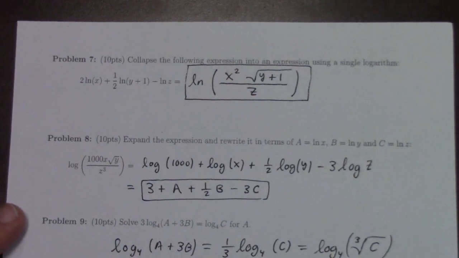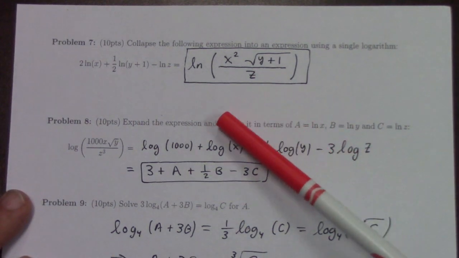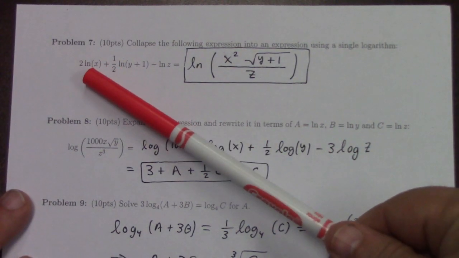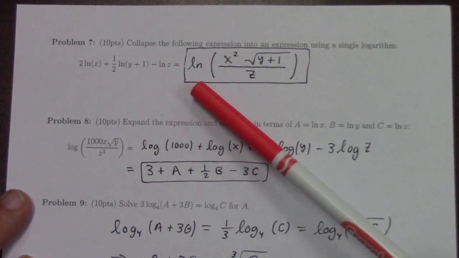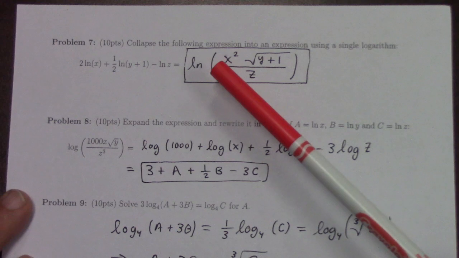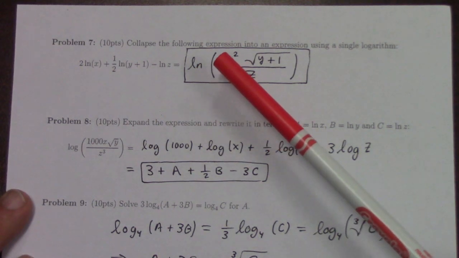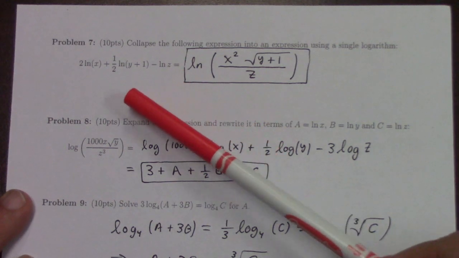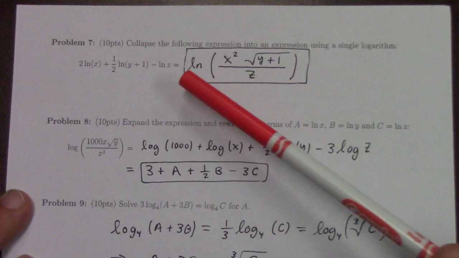Let's see here, moving along. Problem 7. Here's that one. So we've got 2 natural log of x plus 1/2 log of y plus 1 minus log z. And so here I put the x squared for the log and then multiply by the square root of y plus 1 because of that 1/2. And we divide by z because we got subtraction of log z.